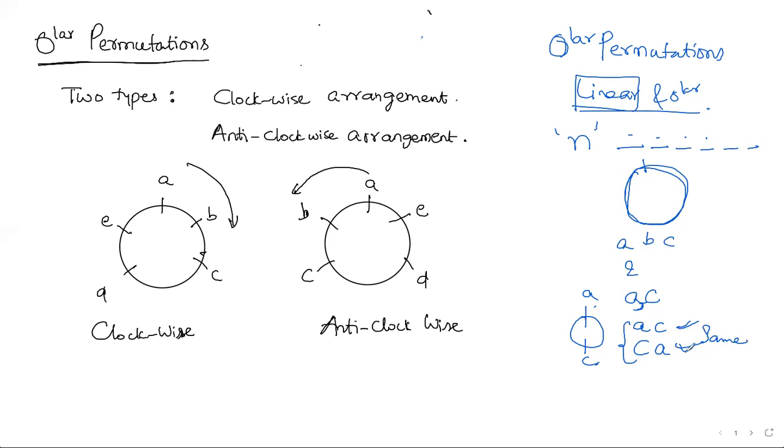But in circular permutations, there is one more thing called direction. If you observe both circles here, in the first circle the elements are A, B, C, D, E, and in the second circle also the elements are A, B, C, D, E. The only difference is that in the first circle the elements are arranged in a clockwise manner, and in the second circle they are arranged in an anti-clockwise manner. So this is a basic difference between linear and circular permutation: in circular permutation, there is another concept of direction also.